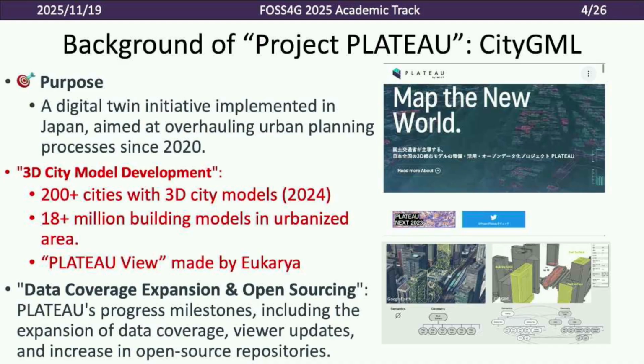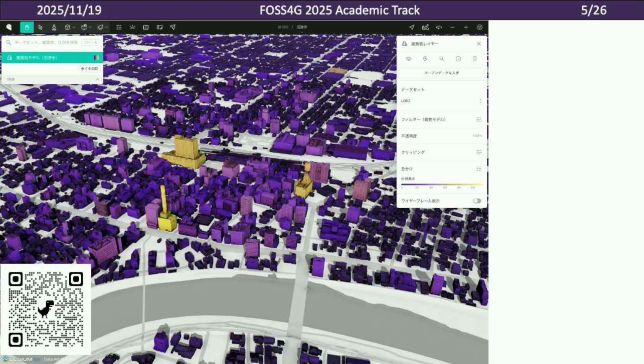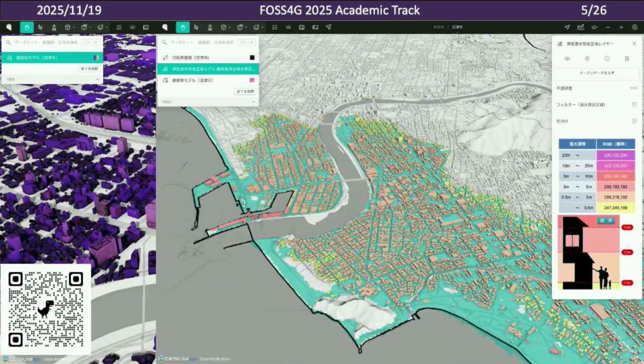As you know, the PLATEAU View is openly available on the PLATEAU page, made by the PLATEAU sponsor, Eukarya, and there is also data coverage expansion and open sourcing via GitHub. You can get some information on the GitHub pages. This shows the PLATEAU View using the 3D city models in CityGML format. You can access this QR code to see the PLATEAU viewer, for example the full city building model and also the tsunami disaster model shown as an overlay on this website.